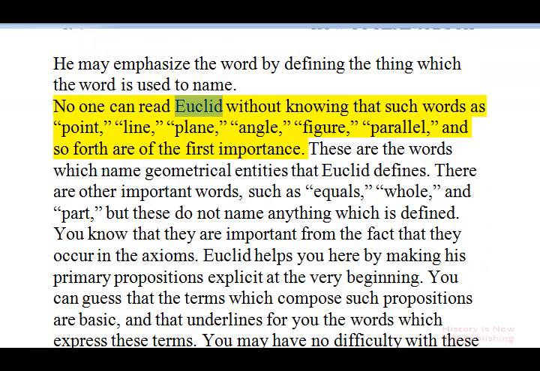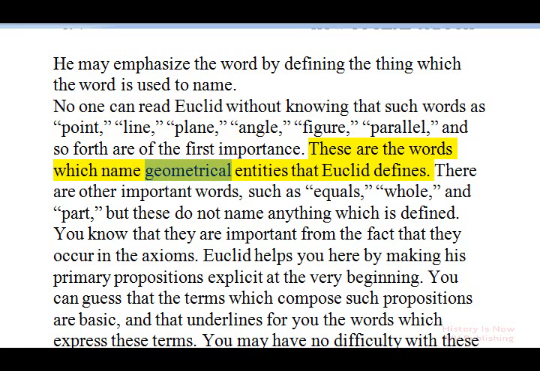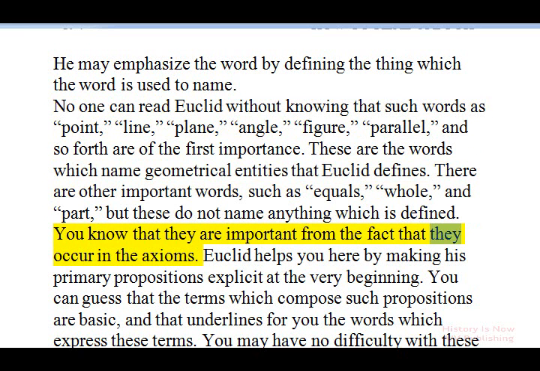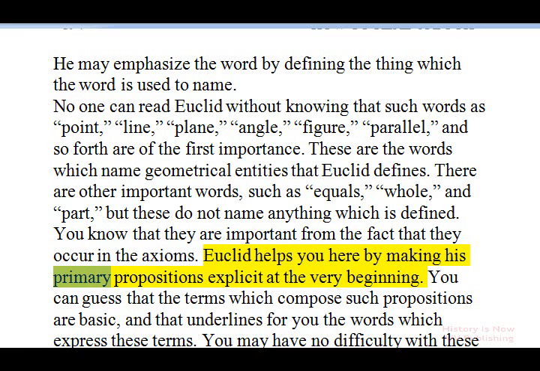No one can read Euclid without knowing that such words as point, line, plane, angle, figure, parallel, and so forth are of the first importance. These are the words which name geometrical entities that Euclid defines. There are other important words, such as equals, whole, and part, but these do not name anything which is defined. You know that they are important from the fact that they occur in the axioms. Euclid helps you here by making his primary propositions explicit at the very beginning.